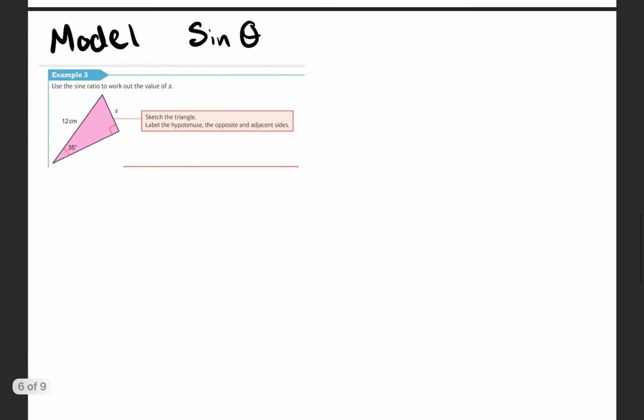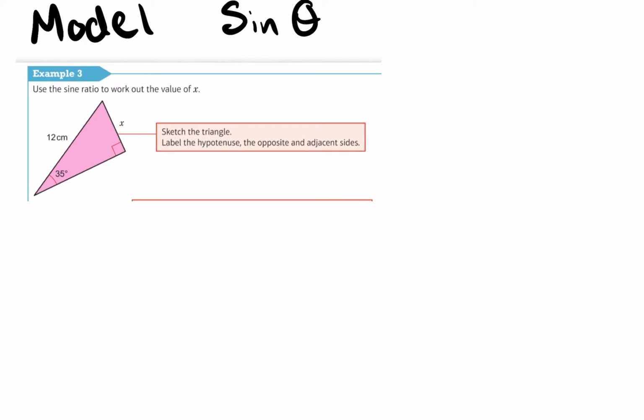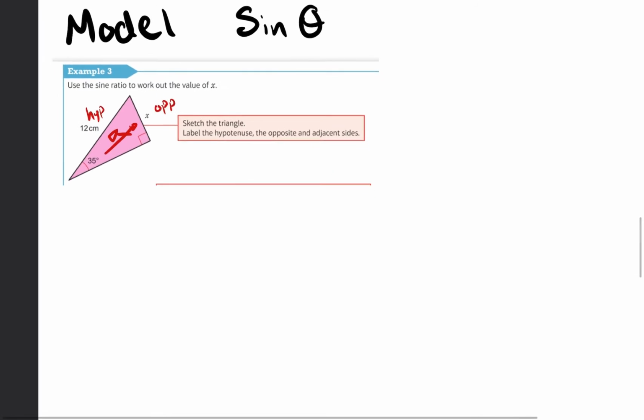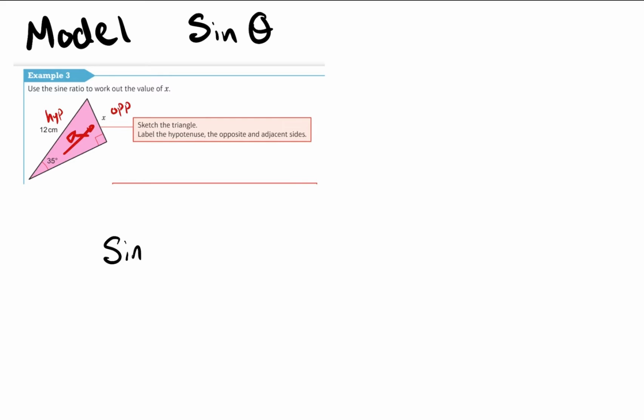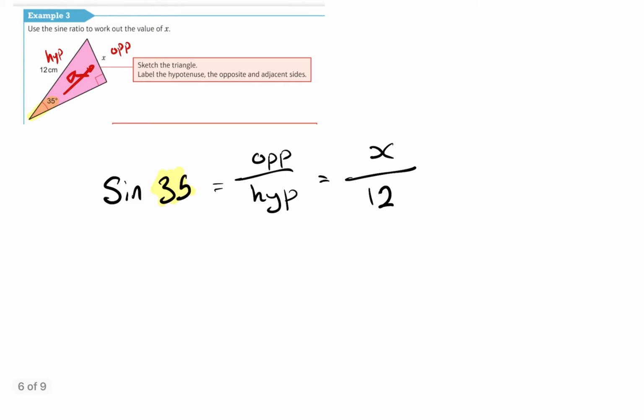Okay, let's look at this one here. Now, we have the angle. We need to find a missing length here. So, my hypotenuse is here. That's my hypotenuse. This x is my opposite, because it's opposite the angle we know. So we can say here, sine of 35 degrees, because that's my angle, equals opposite over hypotenuse, which equals, we don't know what x is, but we do know what the hypotenuse is, 12.